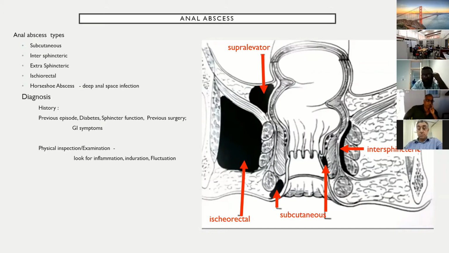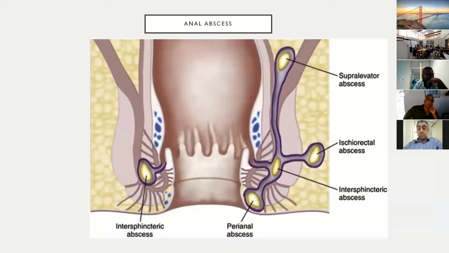Physical diagnosis is based on physical inspection and examination. When you look at it, look for inflammation, induration, swelling, and fluctuation. These are the abscesses: perianal abscess, intersphincteric abscess, ischiorectal abscess, and supralevator abscess.